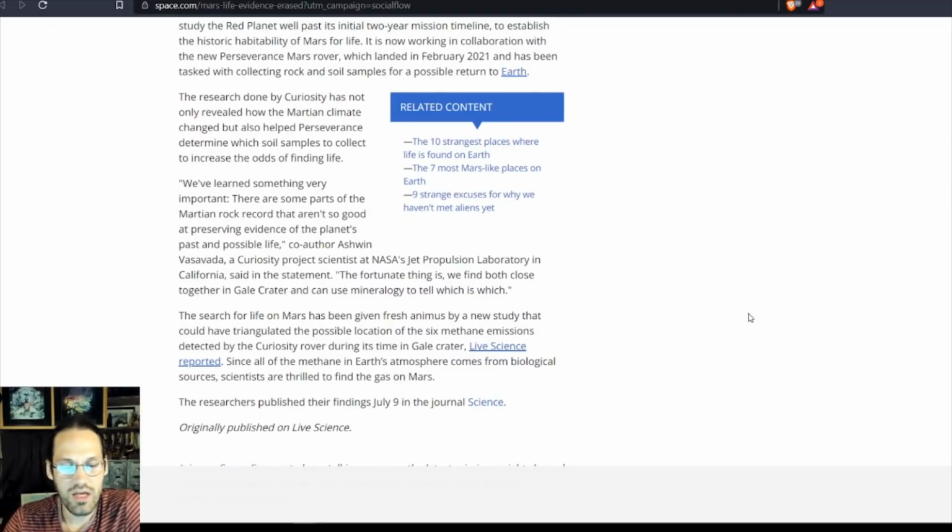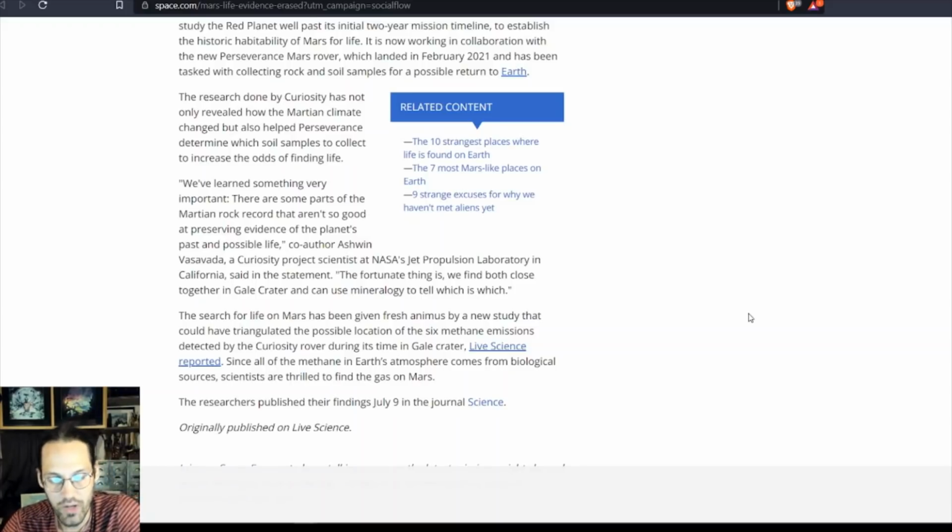"We've learned something very important. There are some parts of the Martian rock record that aren't so good at preserving evidence of the planet's past and possible life," co-author Ashwin Vasavada, a Curiosity project scientist at NASA's Jet Propulsion Laboratory in California, said in a statement. "The fortunate thing is, we find both close together in Gale Crater and can use mineralogy to find out which is which."